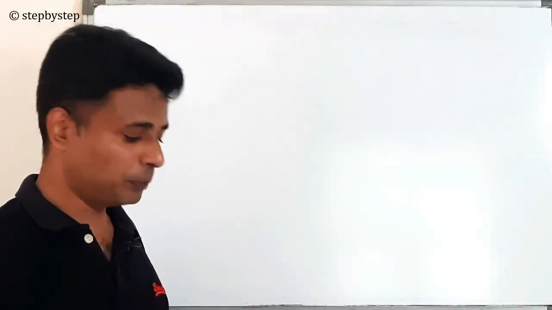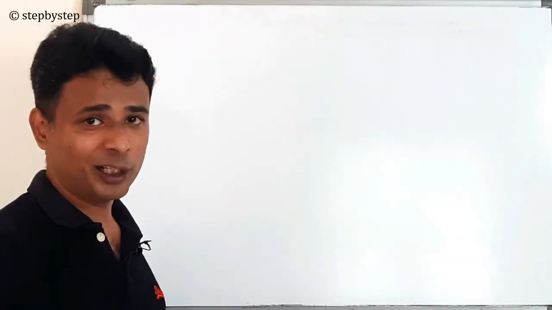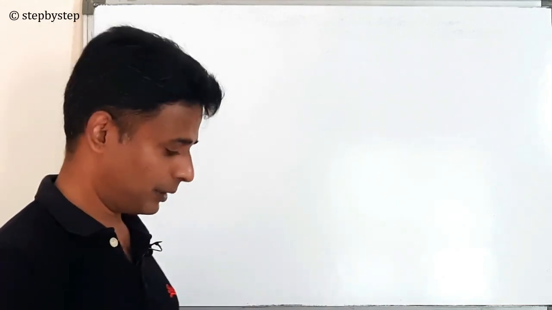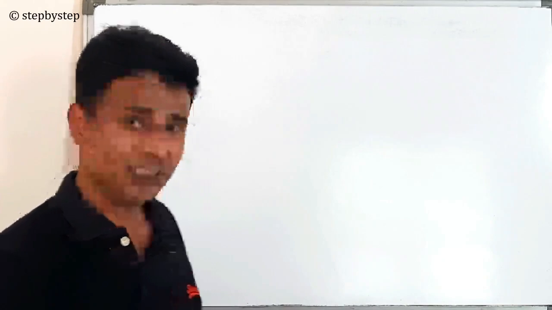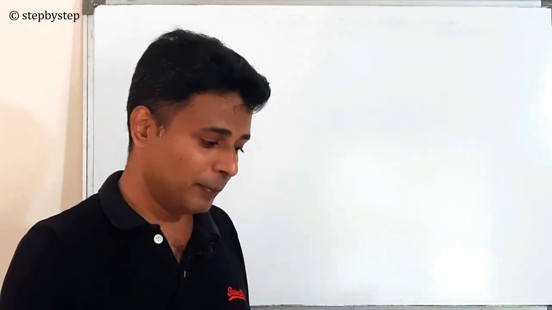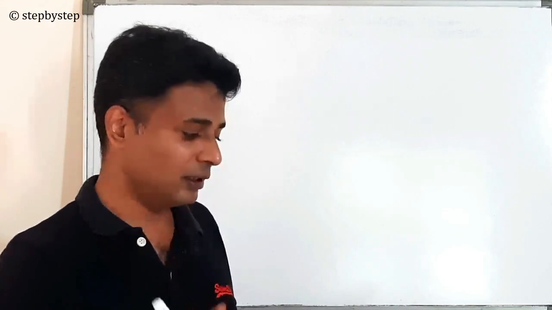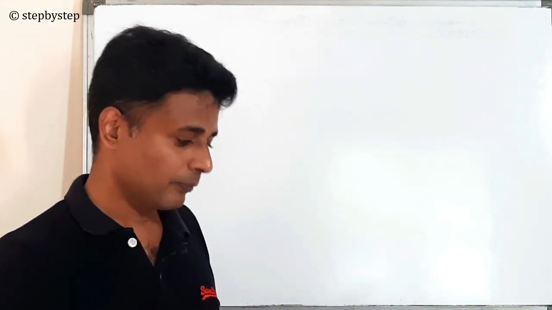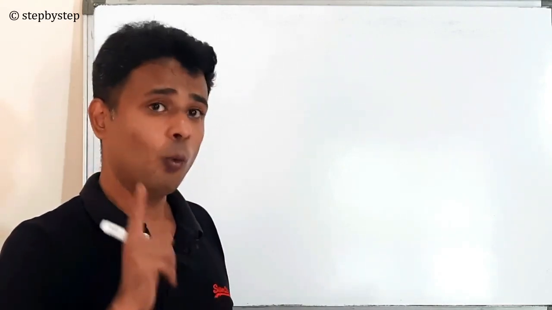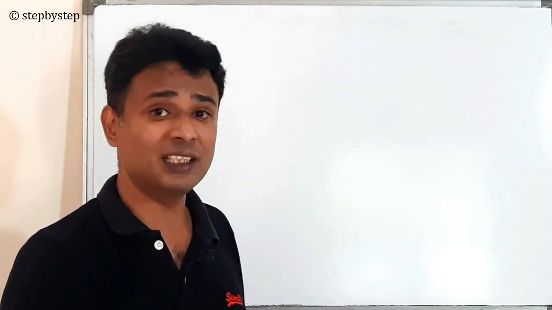Four men and 6 boys. Oh, this is a very important question. There is a very simple way to solve this. You just have to remember that part. 4 men and 6 boys can finish a piece of work in 5 days, while 3 men and 4 boys can finish the work in 7 days. Find the time taken by one man alone or one boy alone to finish the work.